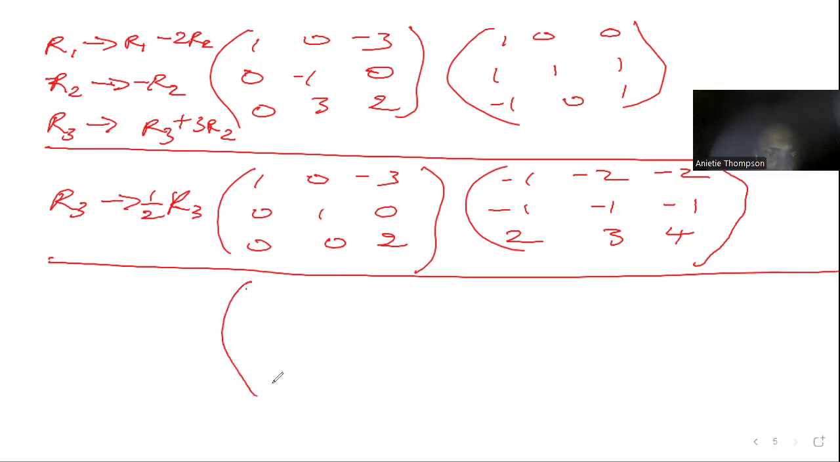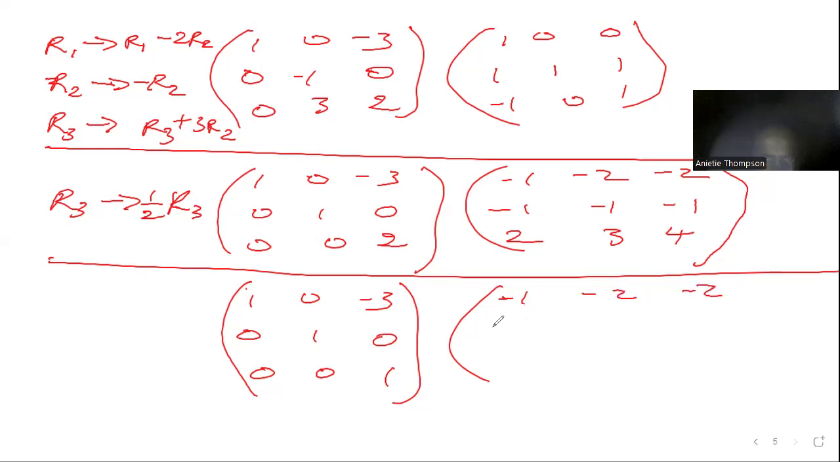By the time I do that, I will have 1, 0, minus 3, 0, 1, 0, 0, 0, 1. All right. So this side will become minus 1, minus 2, minus 2, minus 1, minus 1, minus 1. Then here will become 1 and 3 over 2 and then 2. Okay.